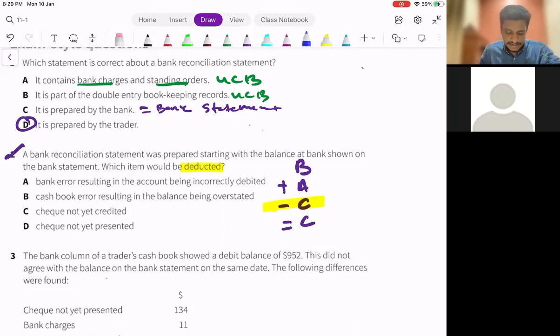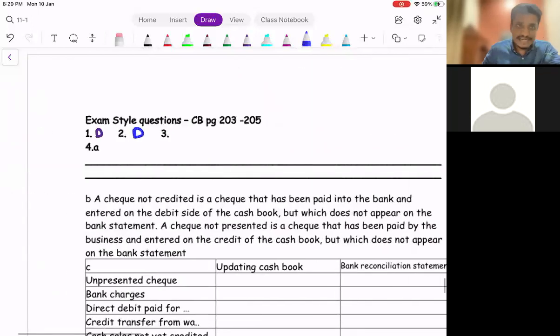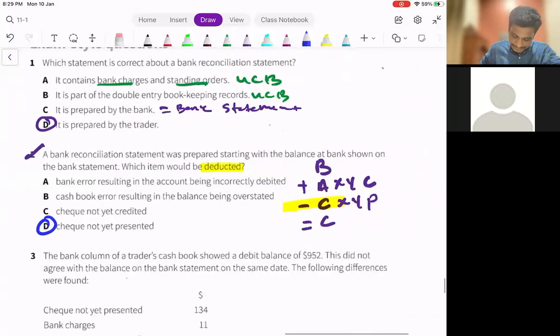Cheques not yet credited or cheques not yet presented. Normally, amount not yet credited, right? Cheques not yet presented. So the answer is cheques not yet presented. D also. The answer is D also. Okay, so answer two is also D. Then question number three.